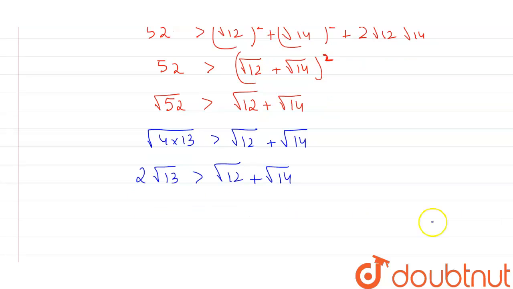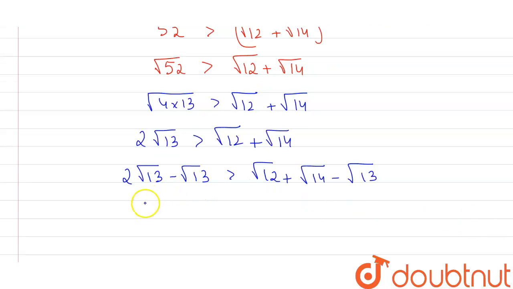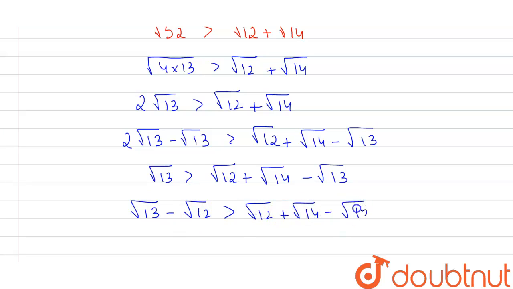Now I'm going to subtract root 13 on both sides. So root 13 minus root 13, and here greater than root of 12 plus root of 14 minus root of 13. So this will become root of 13 is greater than root of 12 plus root of 14 minus root of 13. After this, I can subtract root 12 from both sides.